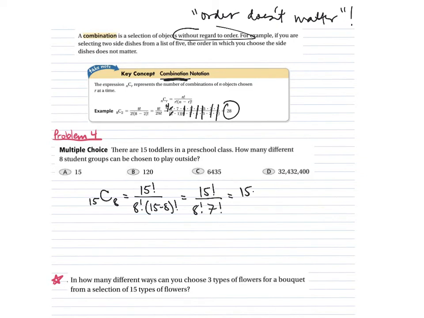So here we have 15 times 14 times 13 times 12. Nobody wants to write this all out. That's why Desmos is good. I don't even know why I'm doing it right now. Sorry.